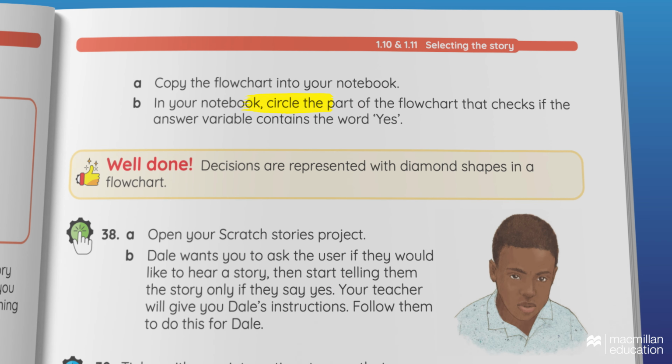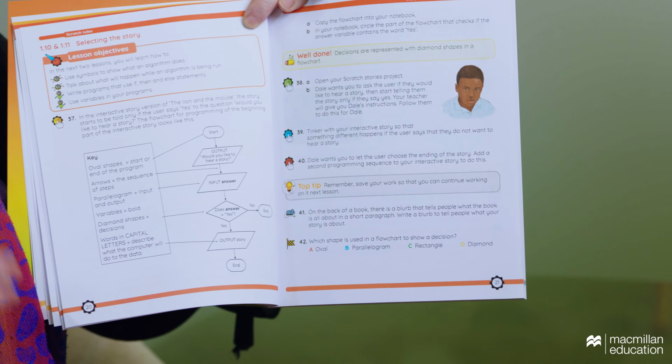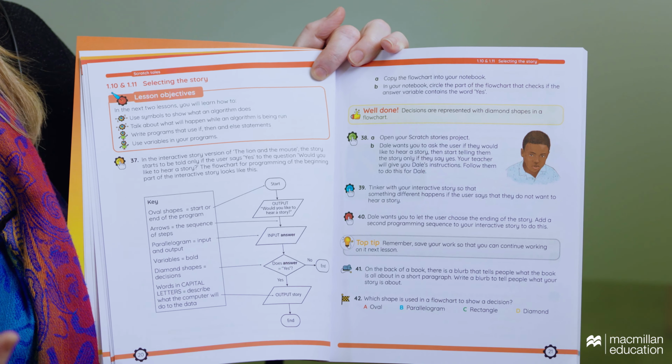And it says, circle the part of the flowchart that checks if the answer to the variable contains the word yes. So they're looking at asking a question within their program. For example, would they like to hear a story? If the answer is yes, then the story will begin. So they're exploring that. And then they take it further and ask, well, if they don't want to hear a story, what's going to happen then? So it's allowing those children who want to be challenged or extended to then take those selection statements a step further.